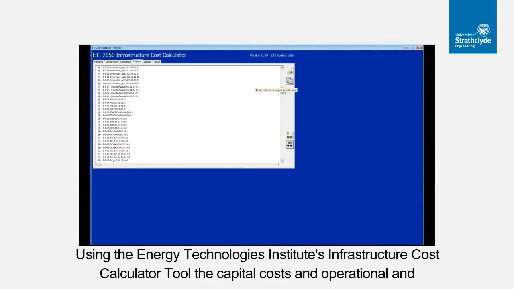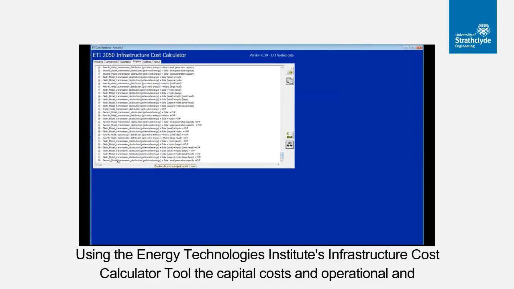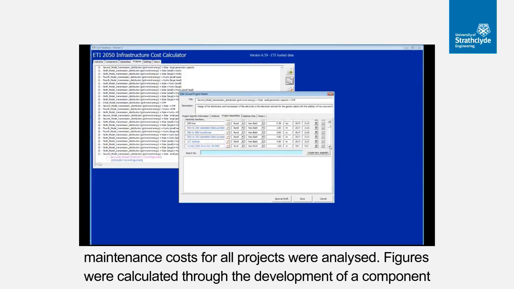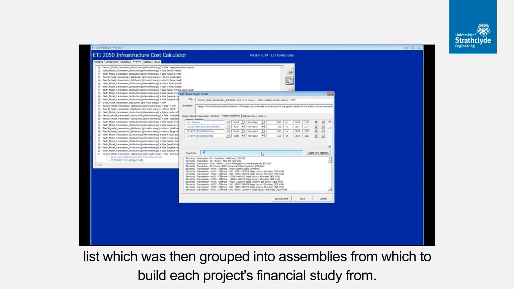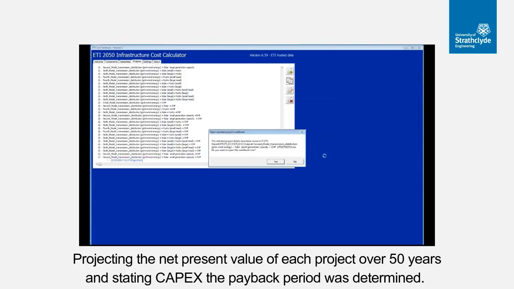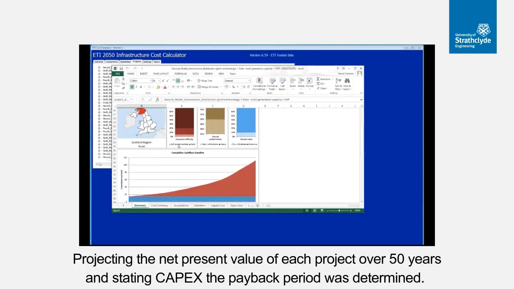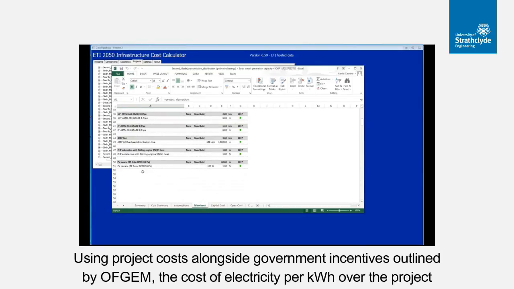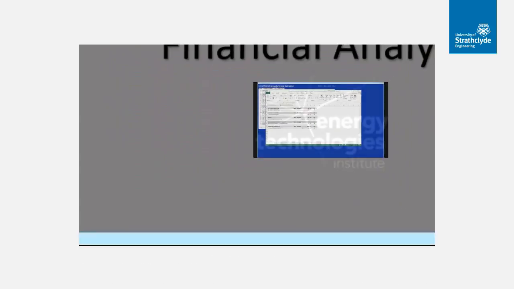Using the Energy Technologies Institute Infrastructure Cost Calculator tool, the capital costs and operation and maintenance costs for all projects were analysed. Figures were calculated through the development of a component list, which was then grouped into assemblies from which to build each project's financial study. Projecting the net present value of each project over 50 years and stating CapEx, the payback period was determined. Using project costs alongside government incentives outlined by Ofgem, the cost of electricity per kilowatt hour over the project life was calculated.